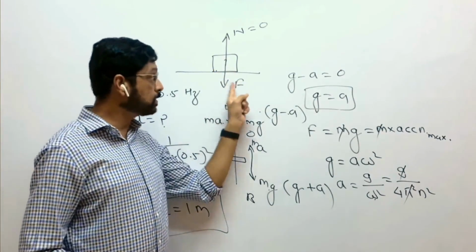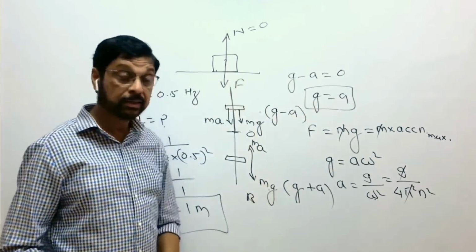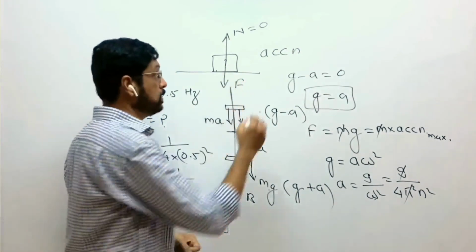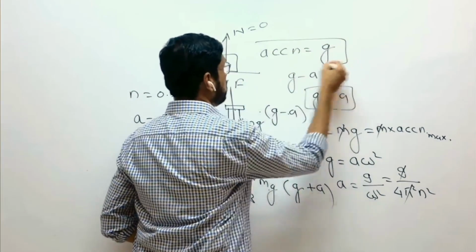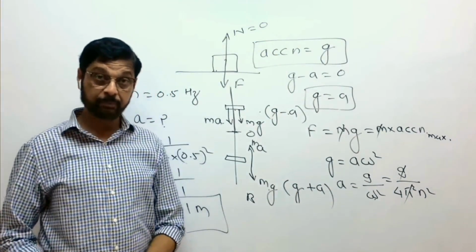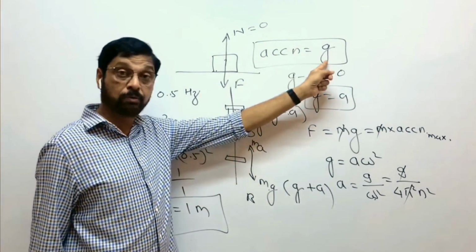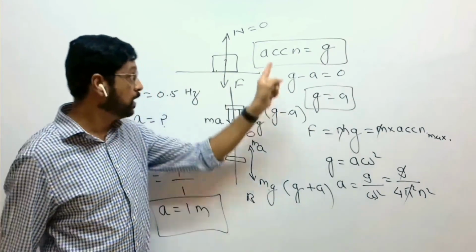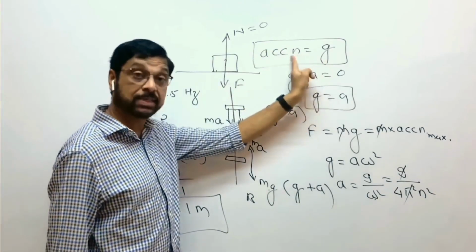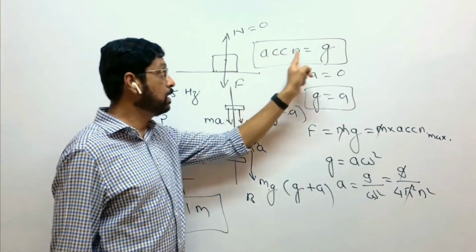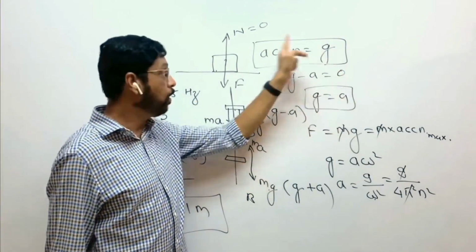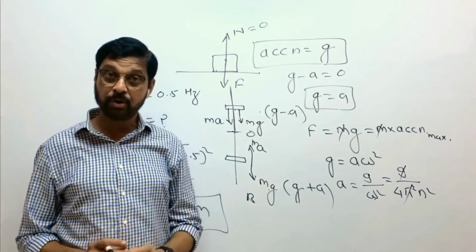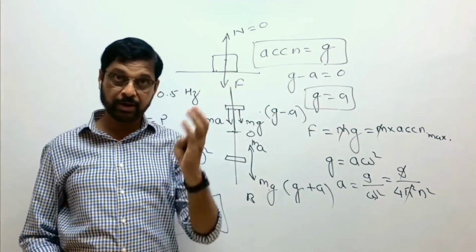Correct? So from this you come to the conclusion that if the acceleration of the body becomes equal to g, the acceleration due to gravity, remembering that it must not be in the opposite direction but in the same direction as that of g, then at that time its normal reaction will become equal to 0 and it will leave the surface. So you have to remember this hint.